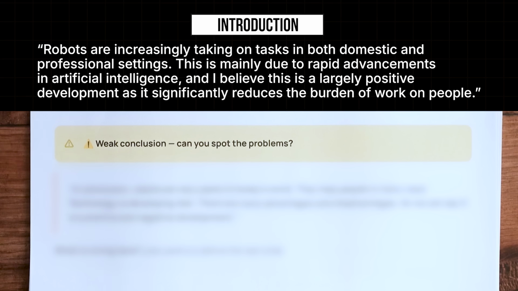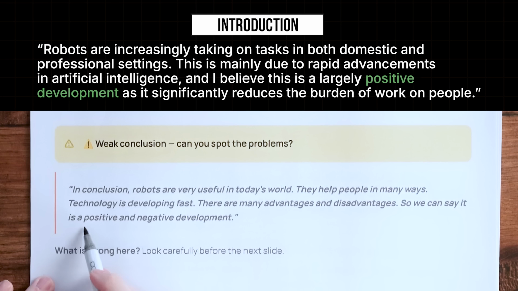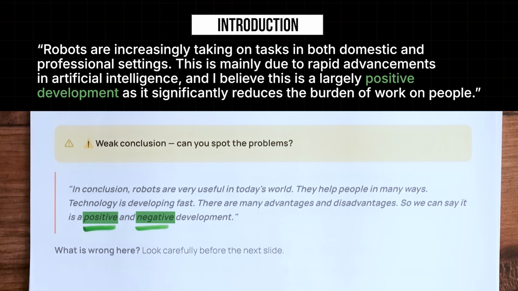So we actually gave this student the introduction that we've been working on. If we look at it, in the introduction, it says that it's a good thing, but then they start to say that it's positive and negative. So they're contradicting what is in the actual introduction. The introduction and the conclusion should be mirror images of one another.